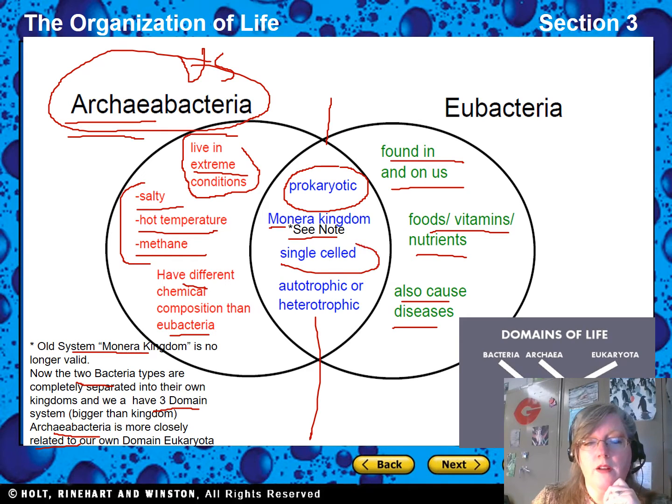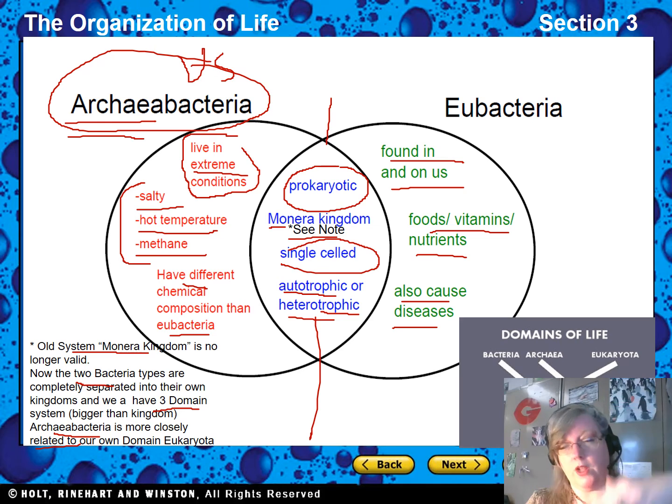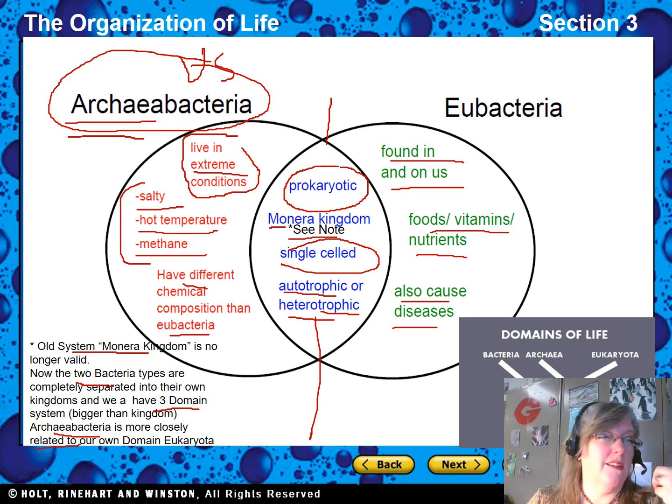Okay, but both of them are single-celled, and they can both be autotrophic or heterotrophic. Do you remember what that means? Okay, trophic. Do you remember when we learned our food webs and our food pyramids? We called them trophic levels. That's food. That means feeding. Trophic means feeding. So autotroph means they feed themselves. Does that mean they can make themselves a sandwich? That means they do photosynthesis.